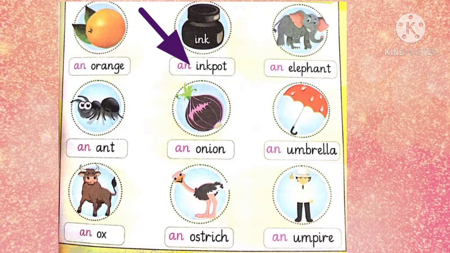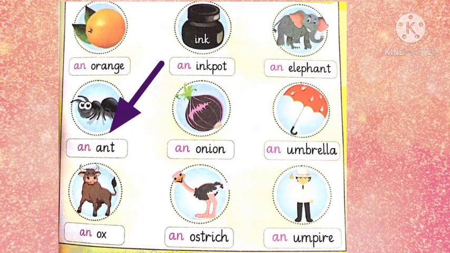It's an ink pot. It begins with letter I and I is a vowel. So we will write an ink pot. In next picture, here is an elephant. A single elephant. So we will use article an because elephant begins with letter E. E is a vowel. So we will read an elephant.